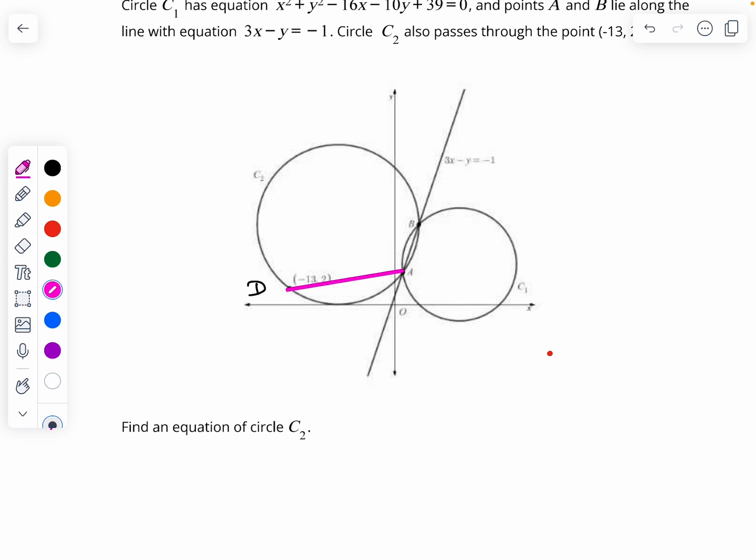Rather than AB, I am going to find the perpendicular bisector for AD. I can find it for AB also, but I'll find the perpendicular bisector for AD. Similarly, I'll find the perpendicular bisector for BD also. And where both meet, that's going to be the center C. So I'll find the perpendicular bisector for AD and for BD, and find the point of intersection of those two perpendicular bisectors. That's going to be the center.